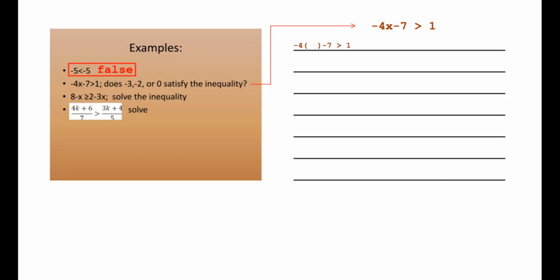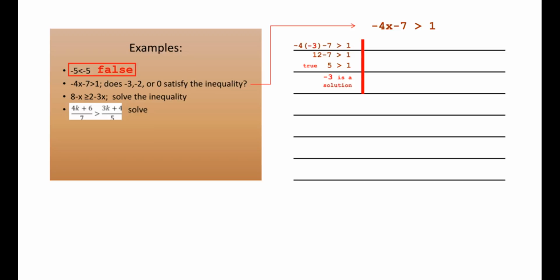So the first case implies that we're trying -3 in place of the x. We're substituting the -3 for the x. So -4 times -3. 4 times 3 is 12. Negative times negative is positive, so we get 12. 12 minus 7. Well, let's simplify first. 12 minus 7 gives us 5. Now we can check. Is 5 greater than 1? Is this a true statement or a false statement? Do remember to state it. So true, it's a true statement. Therefore, -3 is a solution.